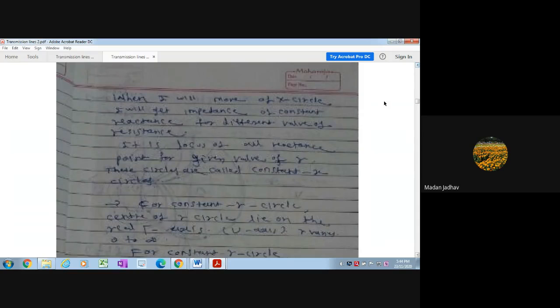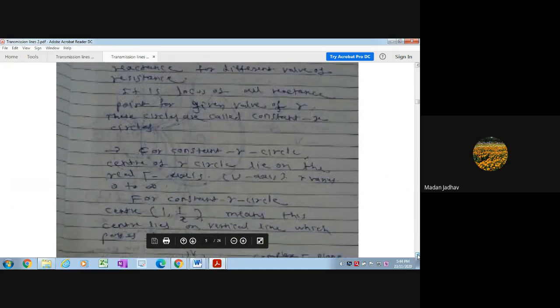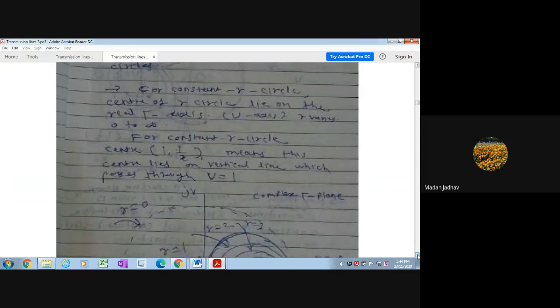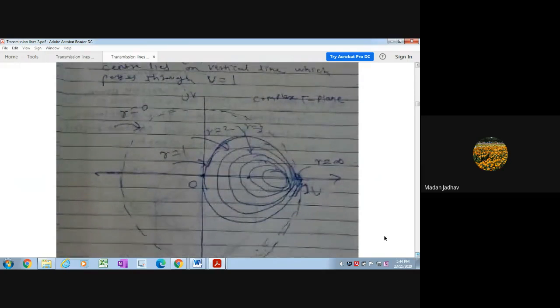Okay, now the Smith chart consists of two types of circles: the resistance circles and the reactance circles. Now if you think about the resistance circle, this is actually the reflection coefficient plane, because we are transforming the impedance plane to the reflection coefficient plane.